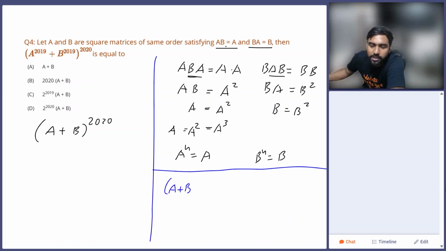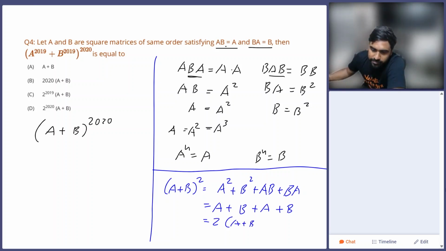Let's try (A + B)^2 first of all. This is A squared plus B squared. Don't write 2AB, it is AB plus BA. Now what is A squared? A squared is equal to A. What is B squared? B squared is equal to B. What is AB? AB is equal to A. And what is BA? BA is equal to B. So this is equal to 2 times (A + B). I can say that (A + B) the whole squared will be such an expression.